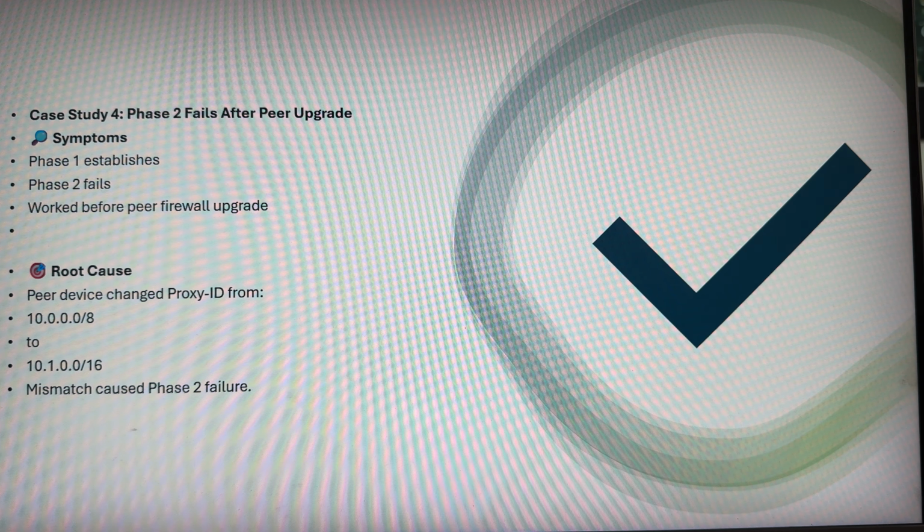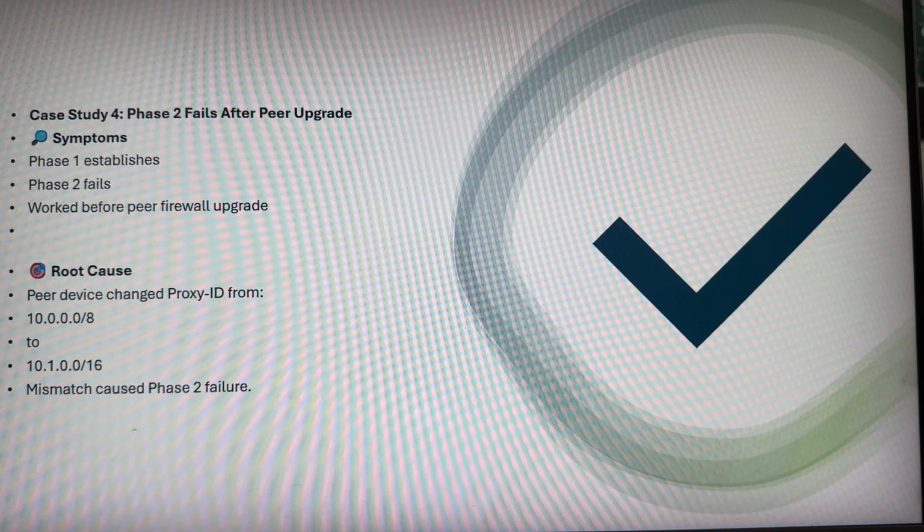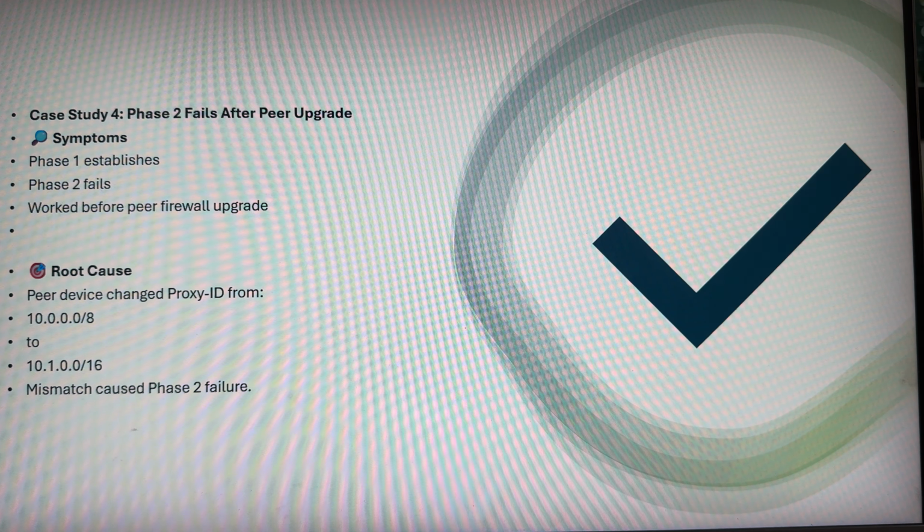Case study 4: phase 2 fails after a peer upgrade. Symptoms: phase 1 establishes, phase 2 fails, and it worked before the peer firewall upgrade. Root cause: the peer device changed the proxy ID from 10.0.0.0/8 to 10.1.0.0/16. The mismatch caused the phase 2 failure.